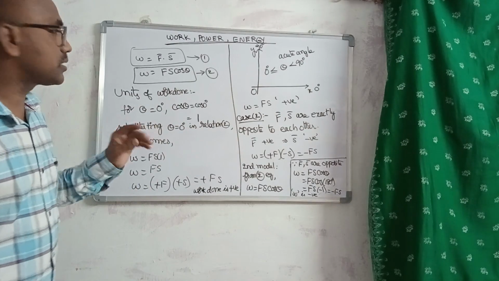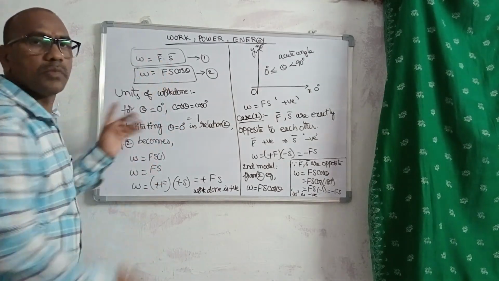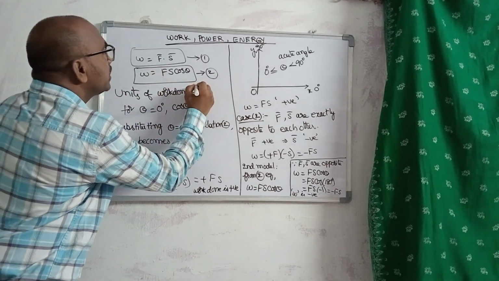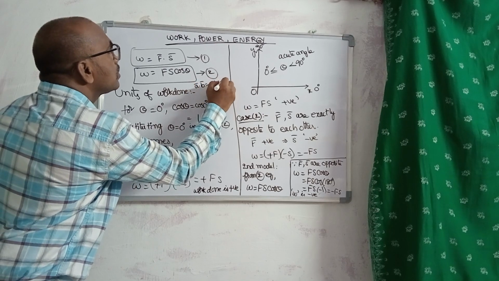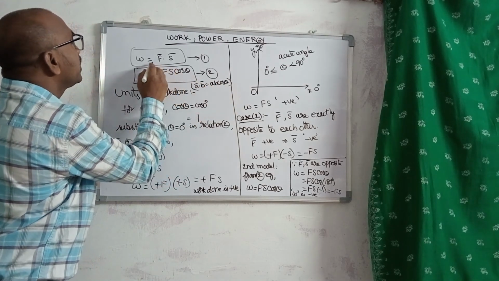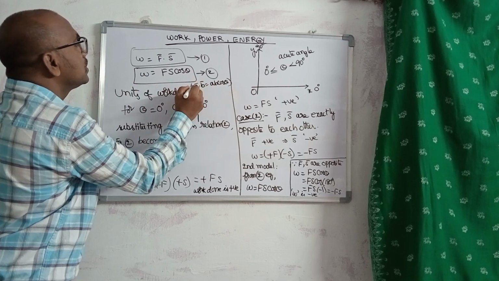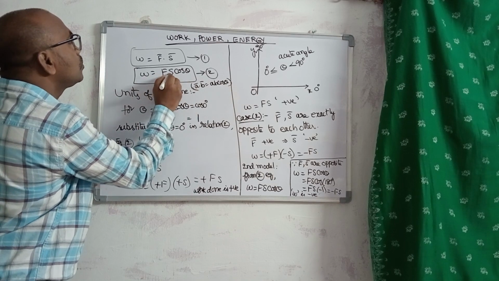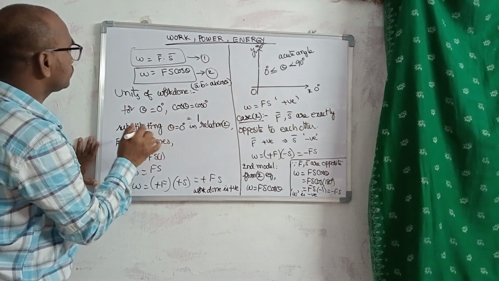See, once again I am explaining. For work done, W equal to F bar dot S bar. From the relation A bar dot B bar equal to AB cos theta, we can write W equal to F bar dot S bar, and so W equal to Fs cos theta. Consider this as the second relation.